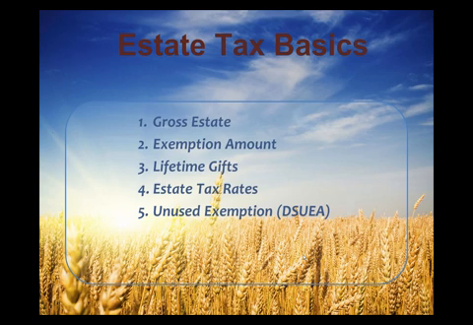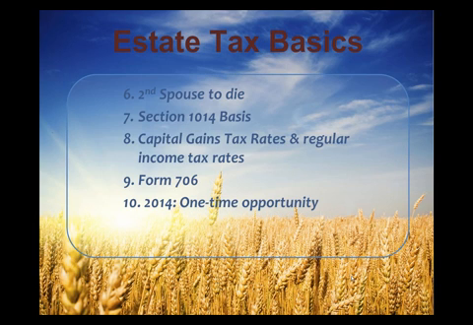We're going to talk about what a gross estate is, what the exemption amount is, lifetime gifts, the estate tax rates, the unused exemption, the second spouse to die. We're going to talk about Section 1014 basis. We're going to throw in capital gains tax rates and regular tax rates. And we're going to wrap up with Form 706 and what 2014 means as far as having a one-time opportunity to make some changes. So with that, we'll get going.